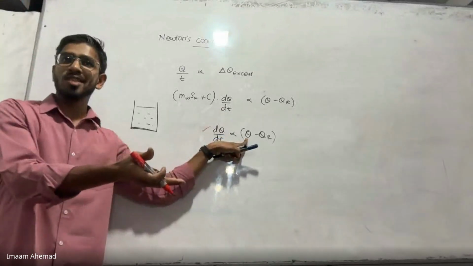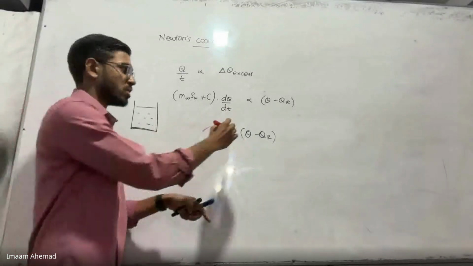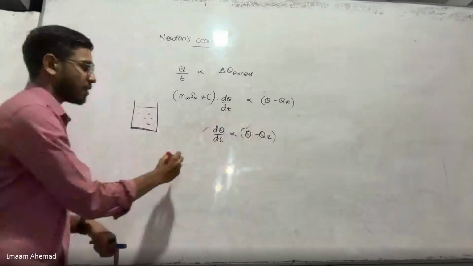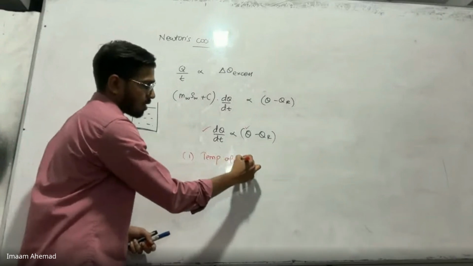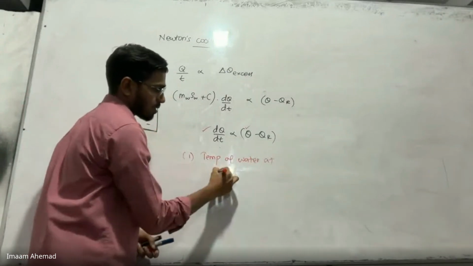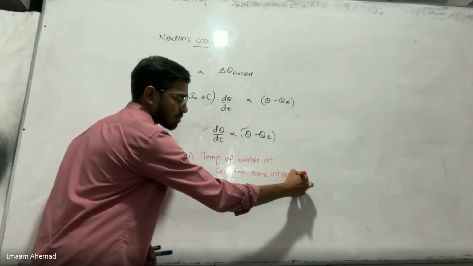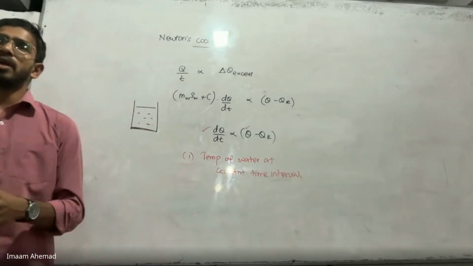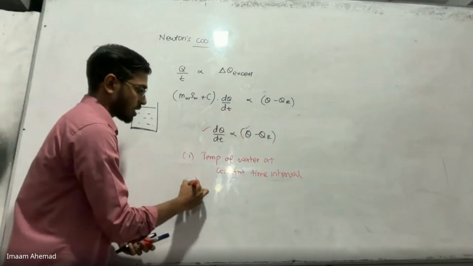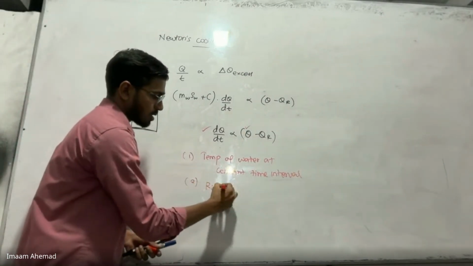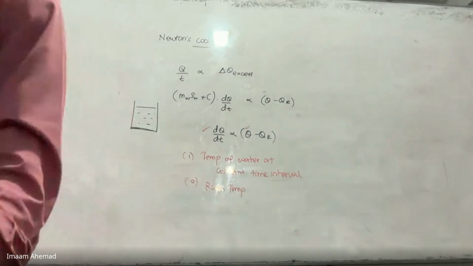Say, measuring at every 30 seconds, you are taking theta, right? You are taking the temperature of the water. So this is measured. Okay. So what is the first measurement we have to take? We have to take temperature of water at constant time interval. Okay. What is the next measurement we have to take? Theta r. We have to take the room temperature. So the second measurement is room temperature. Okay. So that will be the answer for the first one.